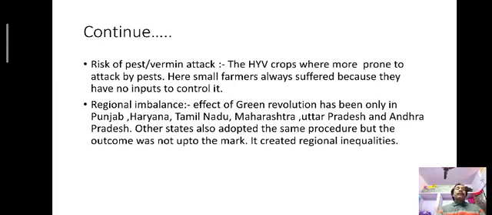So in this way we find that the Green Revolution is a boon for our country, but to some extent there are also some drawbacks of the Green Revolution. But we should always overlook the drawbacks because it solved our problems which were being faced continuously for so many years. Is it clear? Thank you.